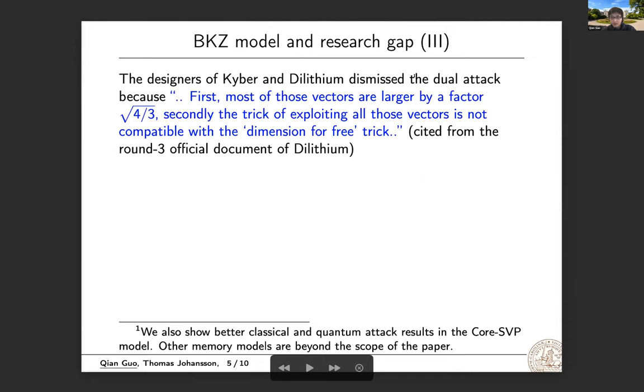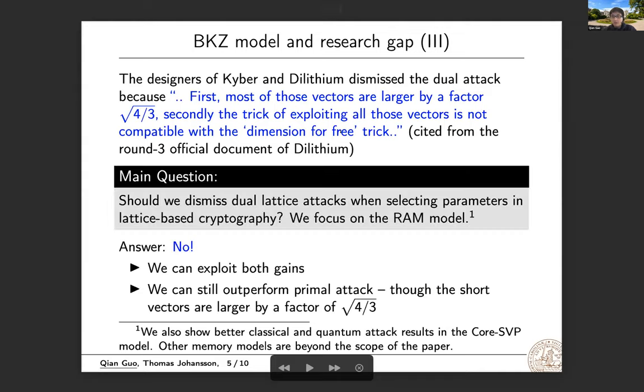The designers dismissed the dual attack because they think, first, that most of the vectors obtained from sieving are larger by a factor. Secondly, the trick of exploiting all the vectors is not compatible with the dimensions for free trick. So the research question here is, should we dismiss dual lattice attacks when selecting parameters? The answer is no. Actually, we can exploit both gains here. Both gains means this D4F gain and also that one sieve produces many short vectors. And we can still outperform primal attacks, though the short vectors are larger.